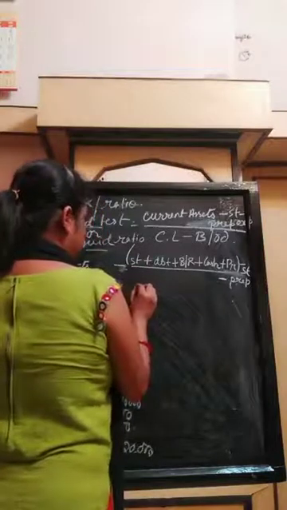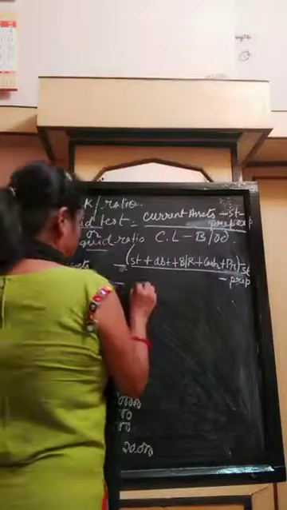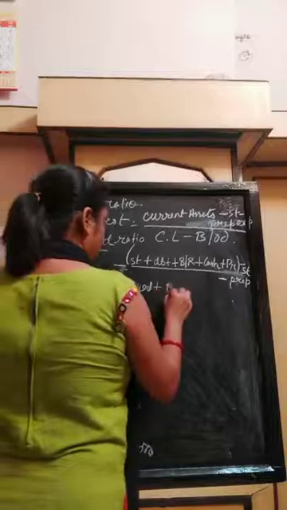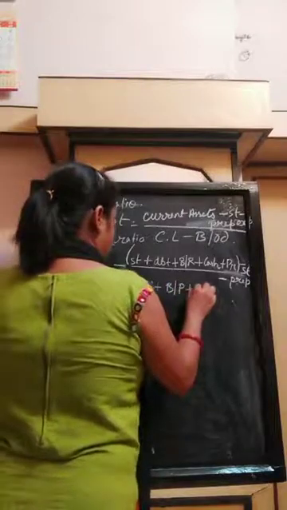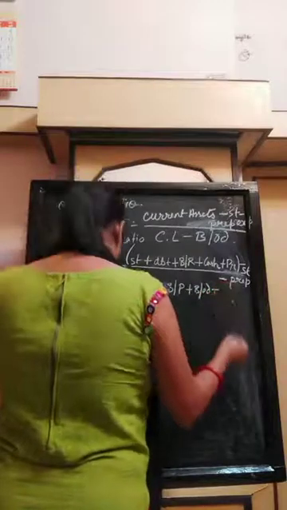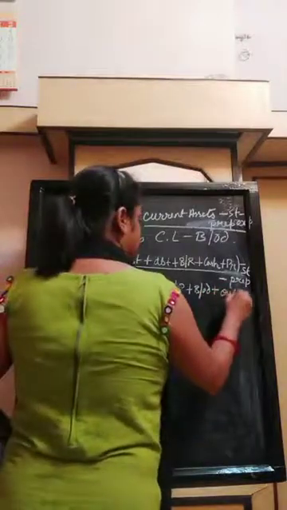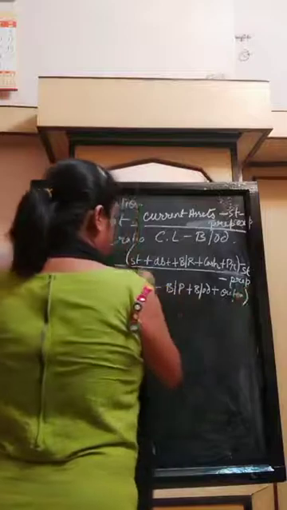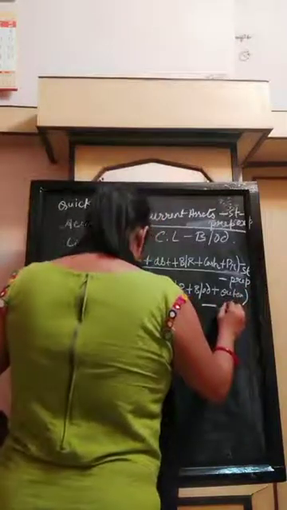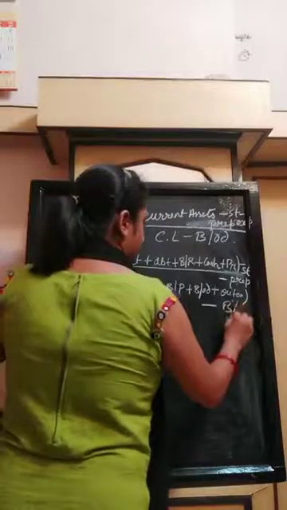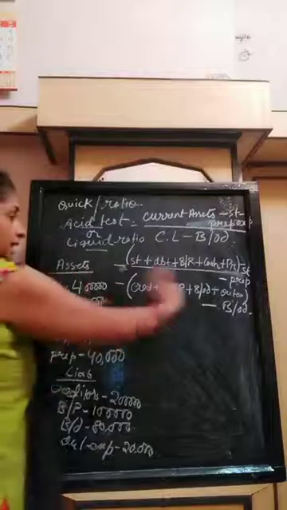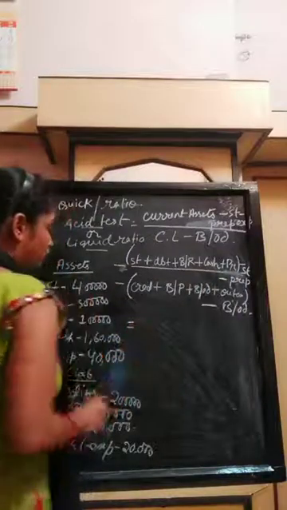The denominator will be current liabilities, that is creditors plus bills payable plus bank overdraft plus outstanding expense, minus bank overdraft. This is the formula. Now first you will write the formula clearly, and after that you will put in the amounts one by one.